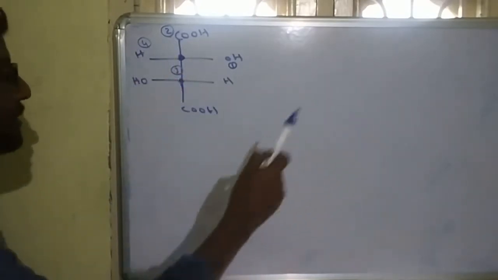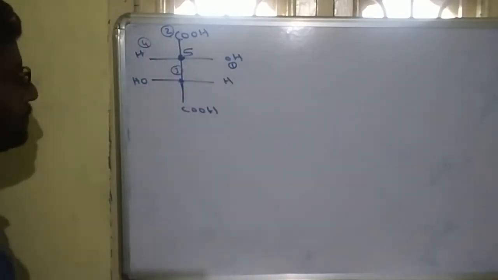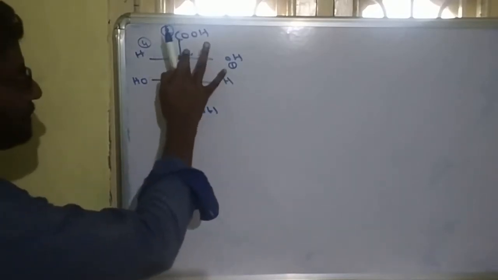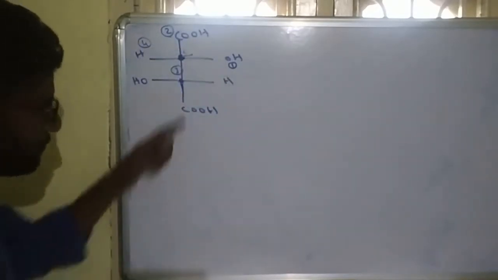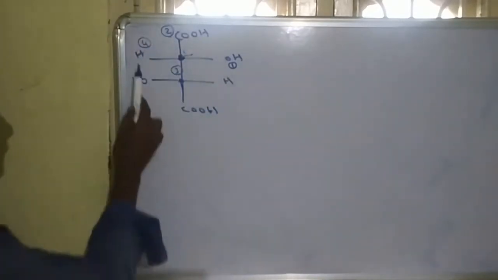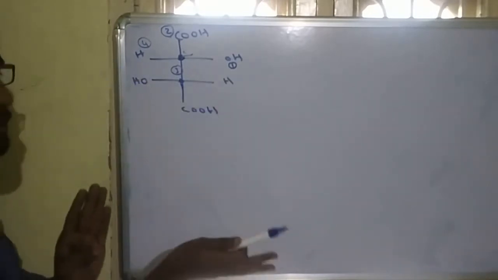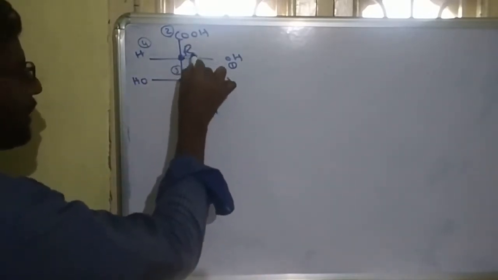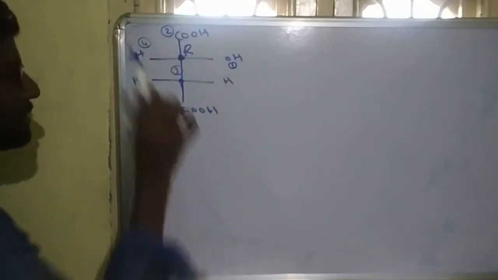So we change the configuration. Anti-clockwise means S, but since the least priority is not in the vertical bond, it should be R configuration. So this carbon is R.